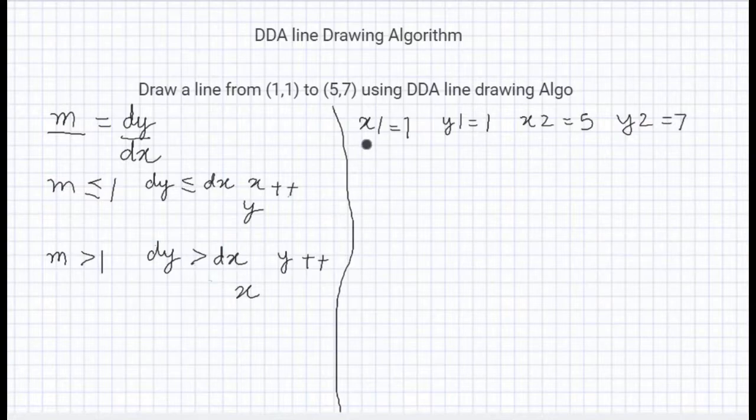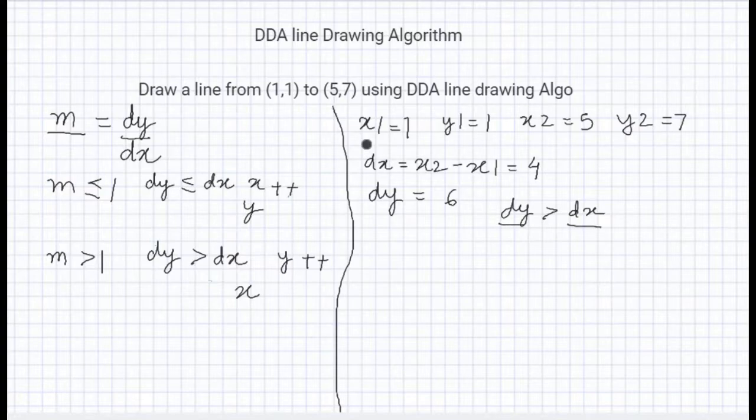First of all, we will calculate the values of dx and dy. The value of dx is given as x2 minus x1, which is 4. In the same way, the value of dy is given as y2 minus y1, which is 7 minus 1, and that is 6. Now we will compare the values of dy and dx and find out which value is greater. In this question, we can easily see that dy is greater than dx, since the value of dy is 6 and the value of dx is 4.